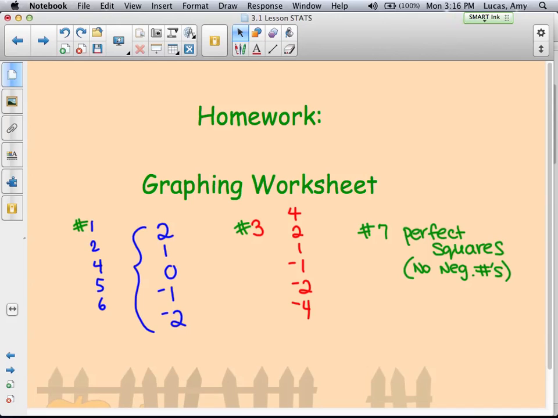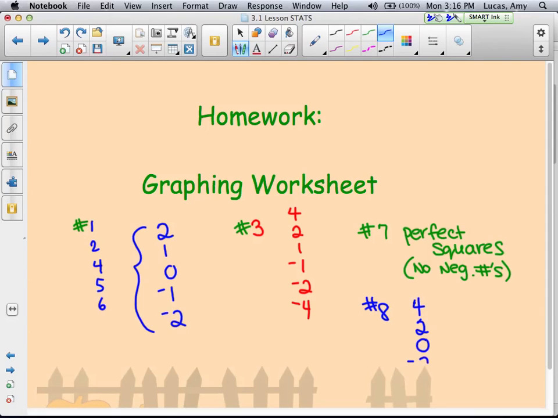And then on number 8, because you've got a fraction and the denominator has a 2, I would go with some numbers like 4, 2, you want even numbers on this, 0, -2, and -4. And that should be good.